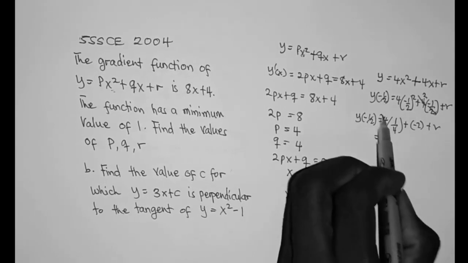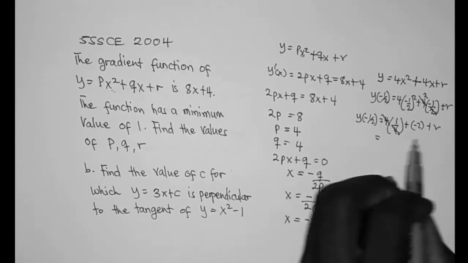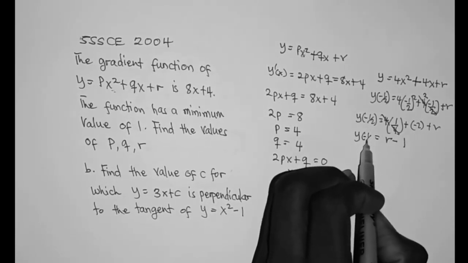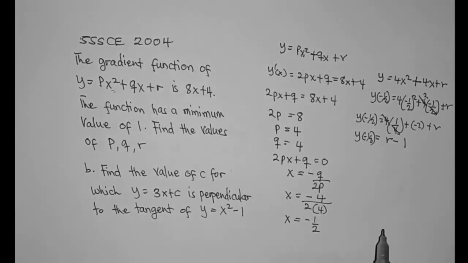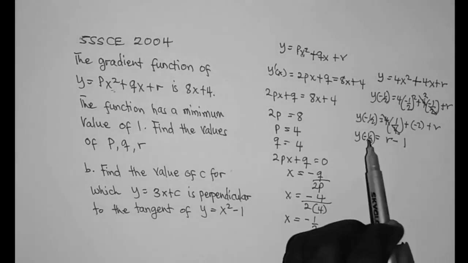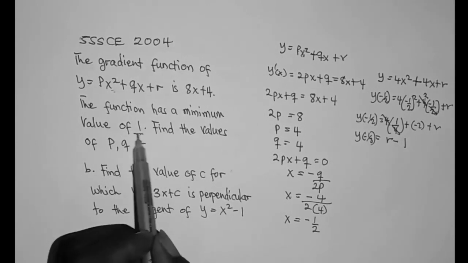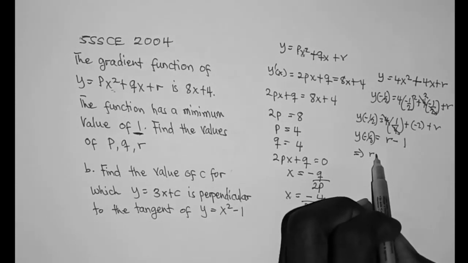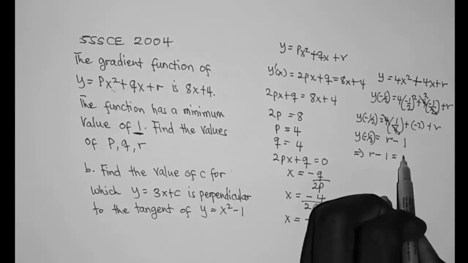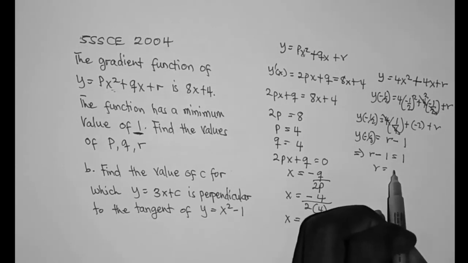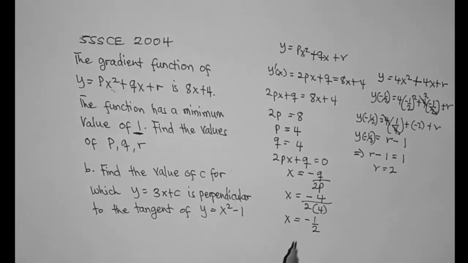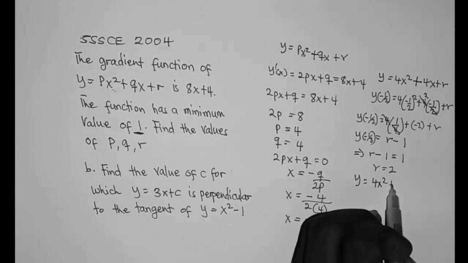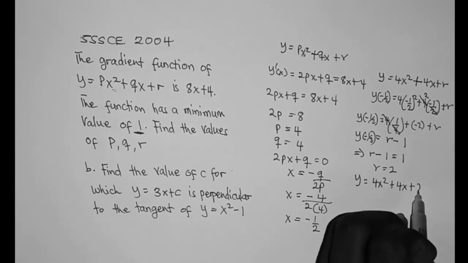So this is equal to, 4 and 4 cancel, 1 minus 2 is minus 1. So it is r minus 1. So y of minus 1 over 2 equals r minus 1. And that is the minimum value. But the question says that this minimum value is 1. So we just have to say r minus 1 is equal to 1. So r is equal to 1 plus 1, which is 2. So the function y is equal to 4x squared plus 4x plus 2.